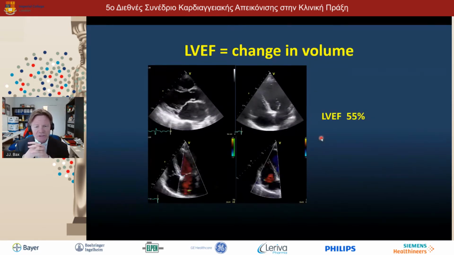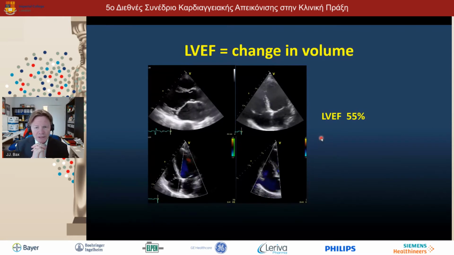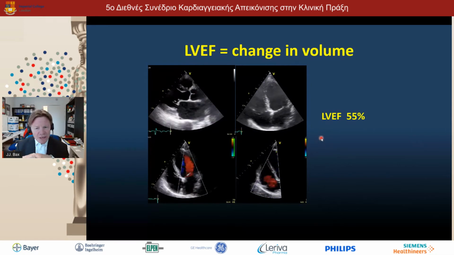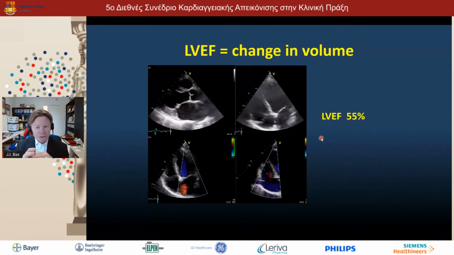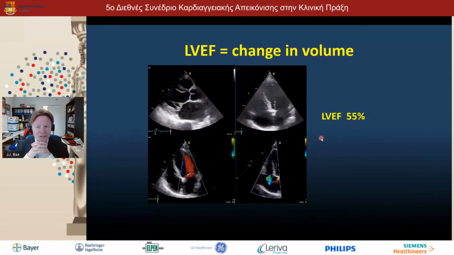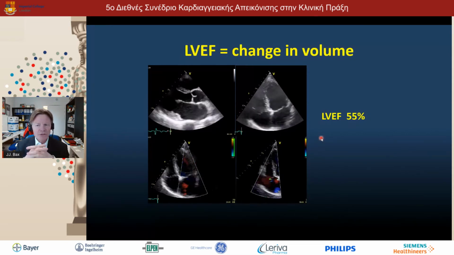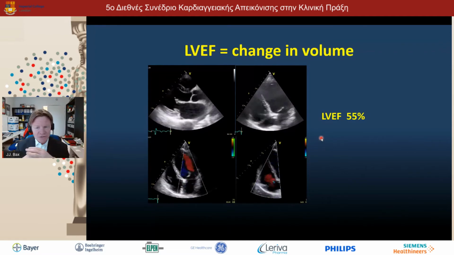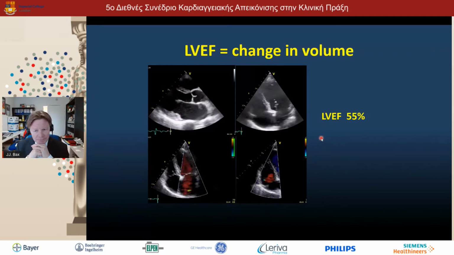What is actually an ejection fraction? We need to realize that an ejection fraction is nothing different than the volume that is in and the volume that goes out of the ventricle. This patient here has an ejection fraction, let's say 55%. So 55% of the blood leaves the left ventricle.